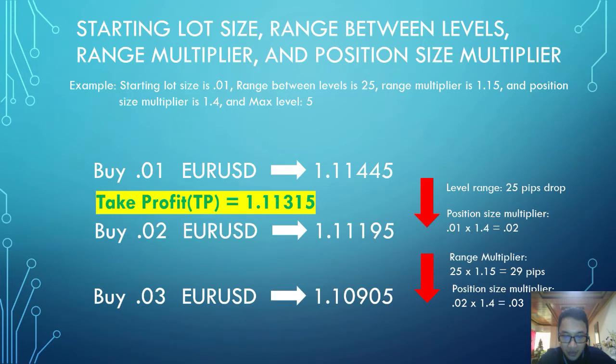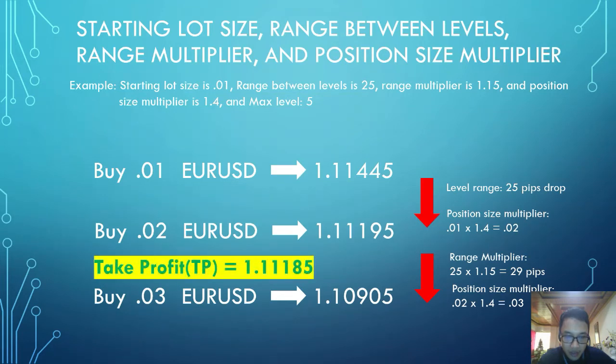So that's 1.1095, or that's 119 minus 29 pips. So that's how you compute it. And the TP, take profit, instead of 1.11315, will also be a bit lower, or 1.1185, or in between. So the robot automatically computes the take profit. You don't need to compute it.